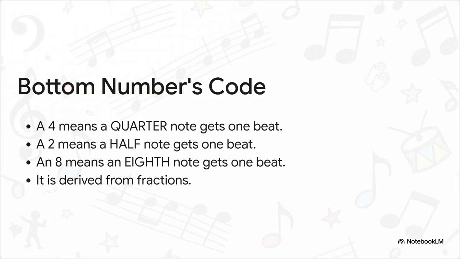Let's zoom in on that bottom number, because this is the real key. Its code basically comes from fractions. So if you see a 4 on the bottom, think 1/4. That means a quarter note gets 1 beat. If you see a 2, think 1/2. A half note gets a beat. See an 8? Yep, you guessed it, an eighth note gets the beat. Once you get this part, everything else just clicks into place.